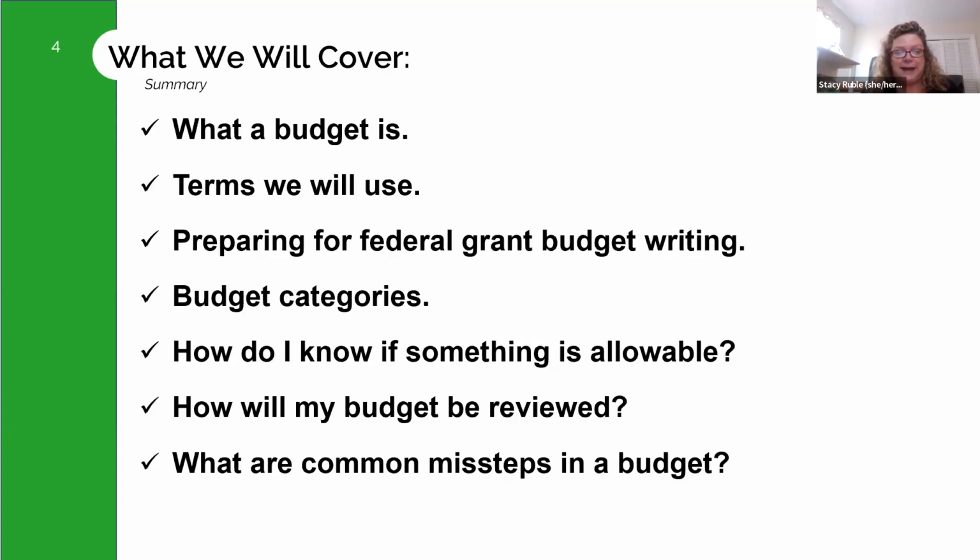So what we're going to cover today is what is a budget, terms that we're going to use, how to prepare, what are the various budget categories, and then how to write those budget categories. How do I know if something is allowable? How will my budget be reviewed? And what are common missteps in a budget? Next slide.